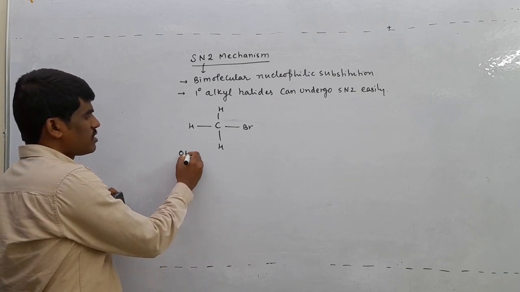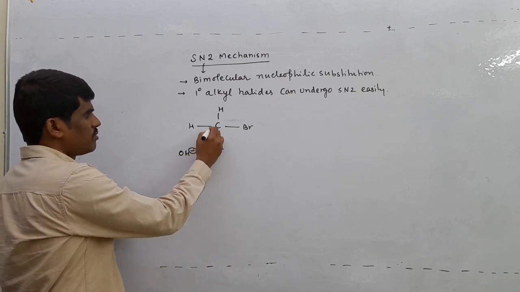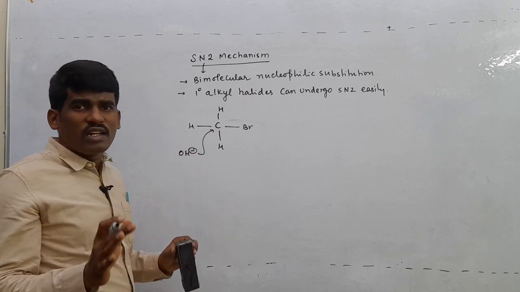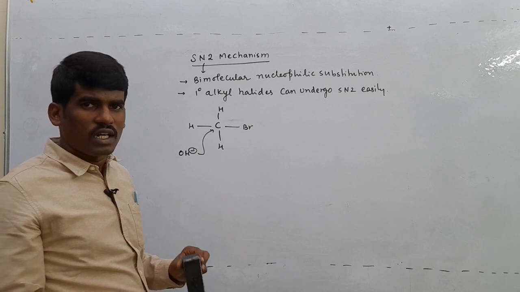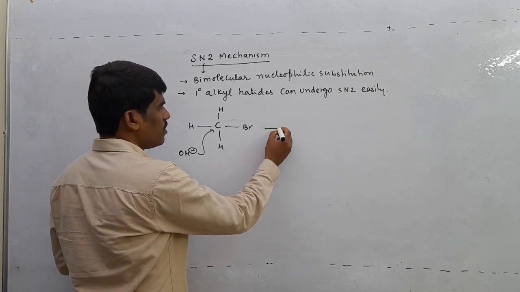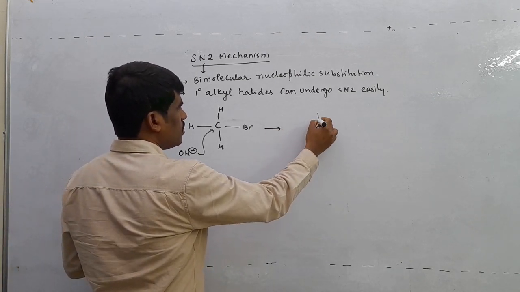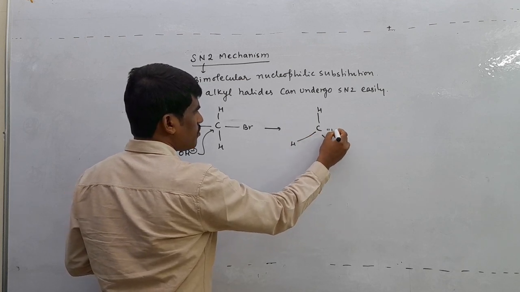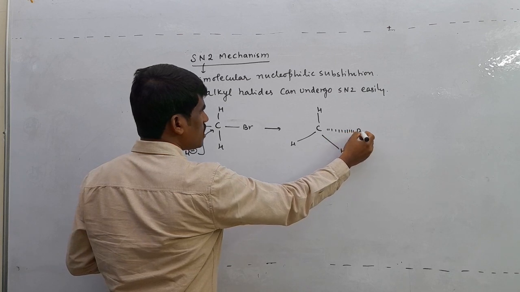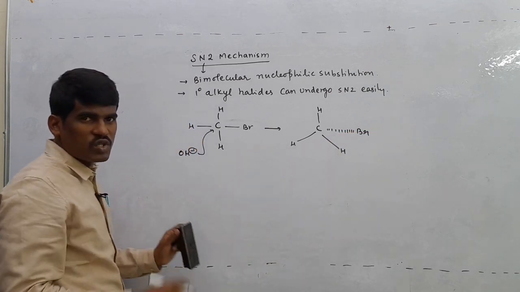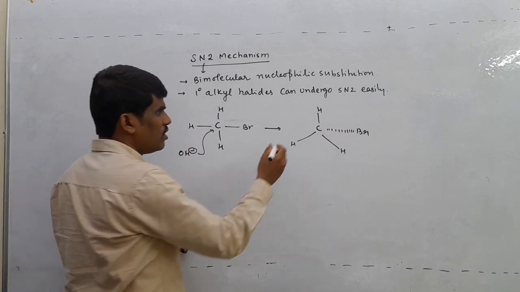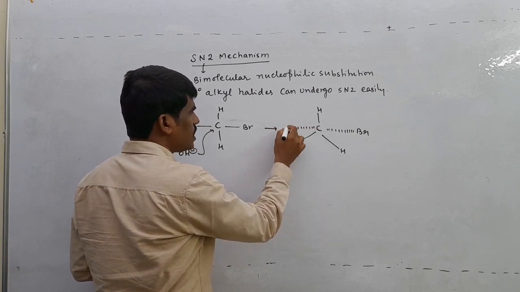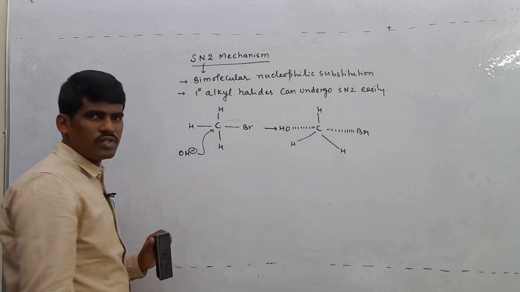In parallel, OH minus should attack from the back side. Because this mechanism is not like SN1, which takes place in two steps, it occurs in a single step only. What is happening here? The carbon-bromine bond is becoming weak because it is going to break, and it is going to form a new bond with OH.